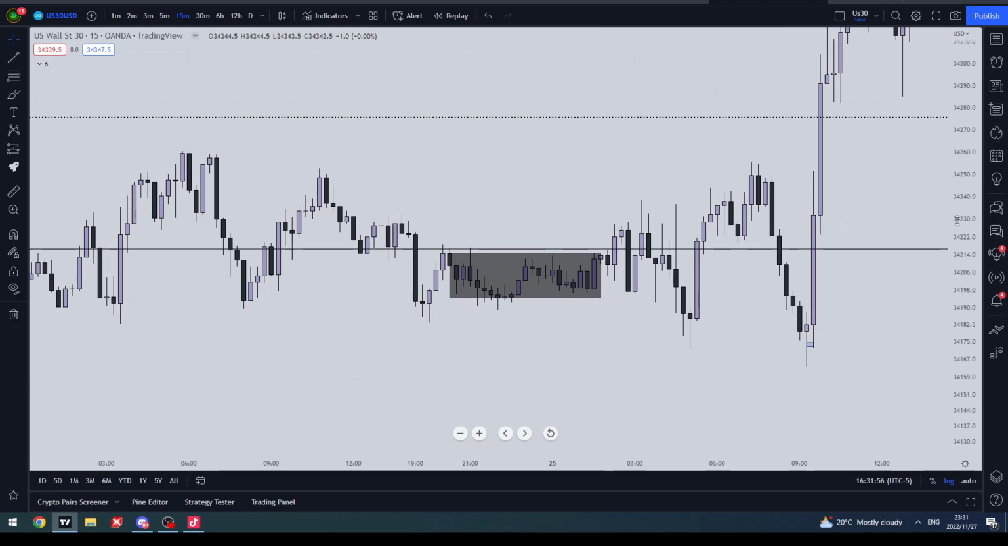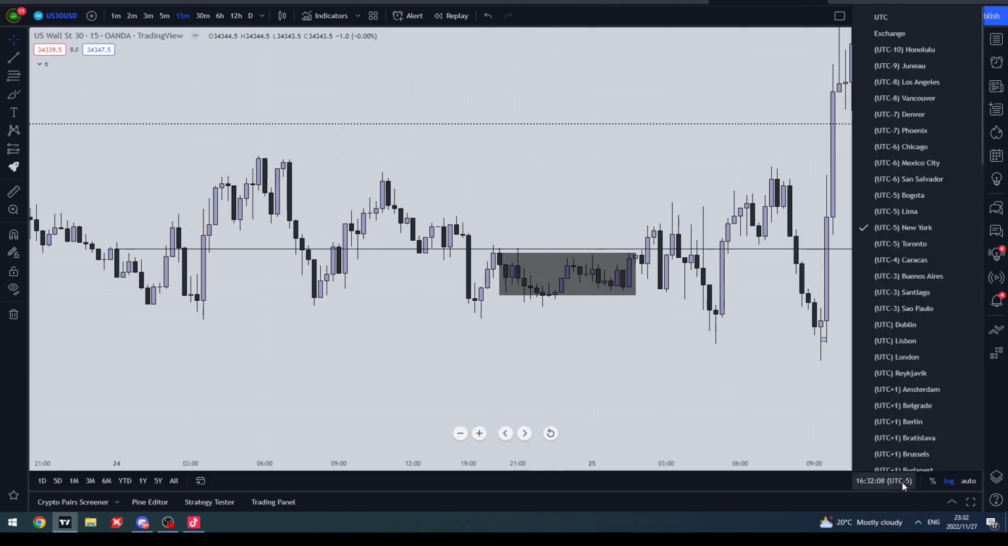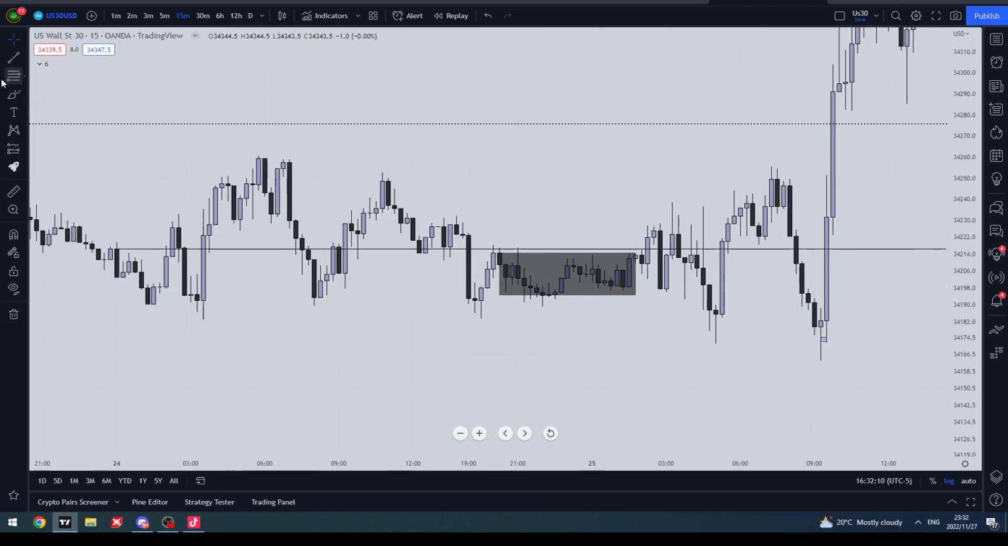Now, where could we have entered and how could we have entered? This is a 15-minute chart. What you are interested in doing is taking the Asian range. Firstly, you're going to set your clock at the bottom here to New York time, UTC -5. You are interested in the range for Asia from 8 p.m. to 2 a.m. That is the range that you are interested in.